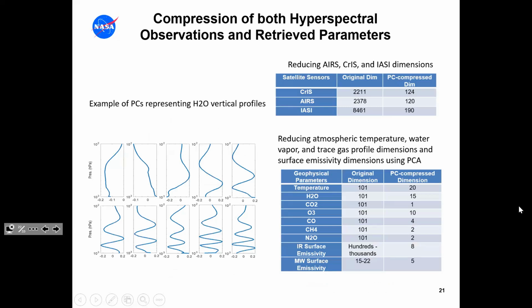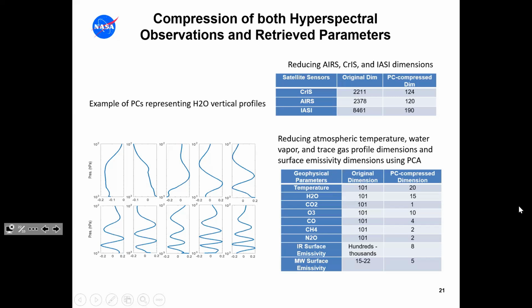As I said, CrIS, AIRS, and IASI have 2,000 to maybe 8,000 spectral channels. If you do an inversion, first of all, a radiative transfer model that includes all the channels is computationally too expensive. But if we compress it into the PC domain, that's the number of PCs we use in our retrieval. So you can see it's an order of magnitude reduction, but the information content of all these PCs really contains all these spectral channels.